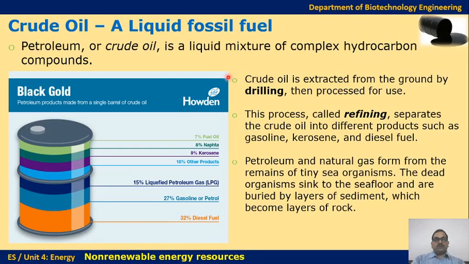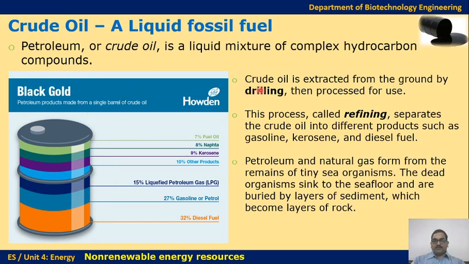So let's move on to the next topic, crude oil. Crude oil is a liquid mixture of complex hydrocarbon compounds. You get diesel in it, you get petrol in it, you have LPG, liquid petroleum gas, you have kerosene, naphtha, fuel oil, tar, and many more. So these are all the compositions of the crude oil, which is also called black gold. It's dark black in color.